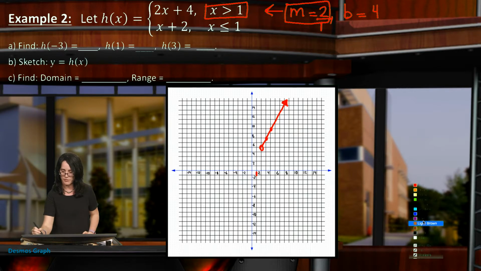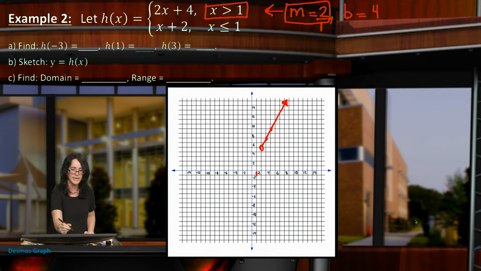Let me maybe switch colors to blue. Okay, for the second piece, it's also a line, we notice. But we notice that this line is when x is less than or equal to 1. So I would begin with, what is my slope? My slope here is the coefficient of x, which is 1.